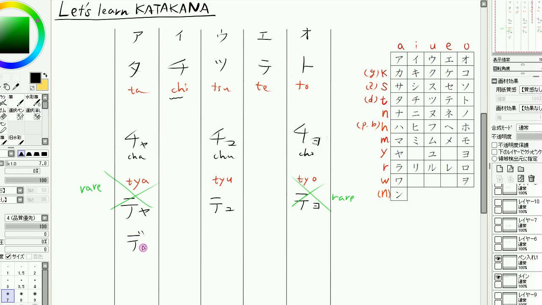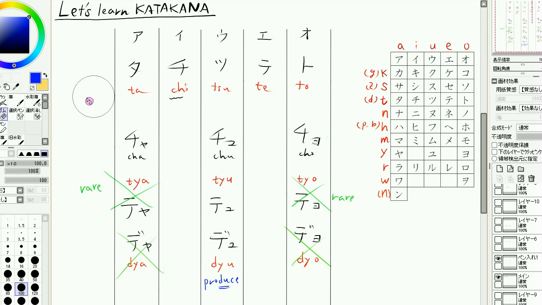And if we make it a voice sound, how about this? Yeah, that will be dia, du, dio. But once again, these are very rare. I've never seen these. But do is very often used, of course, such as maybe produce. You have that sound in English. Okay, now that's all for T-row.